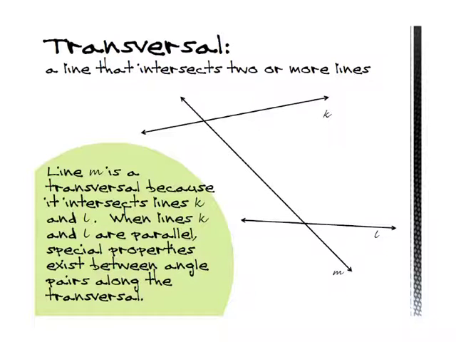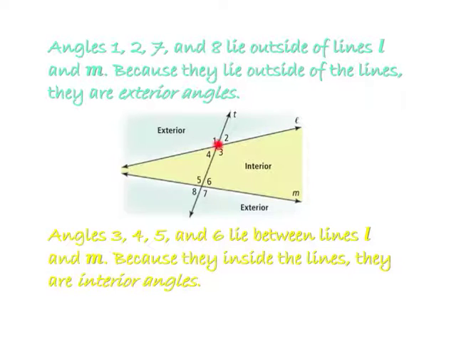When the lines are parallel, special properties exist between the angle pairs along the transversal. We'll talk about those a little later. Transversals that intersect with two lines form interior angles, those are the angles between the two lines, and exterior angles, those are the angles on the outside of the two lines.